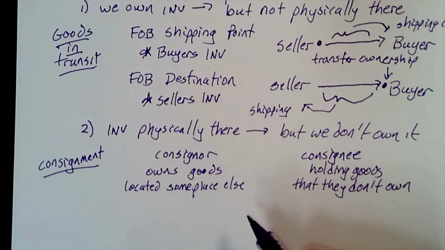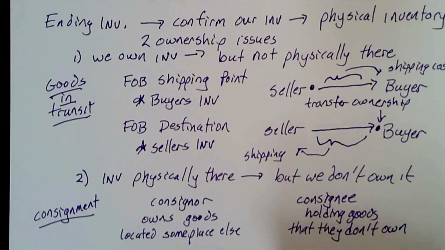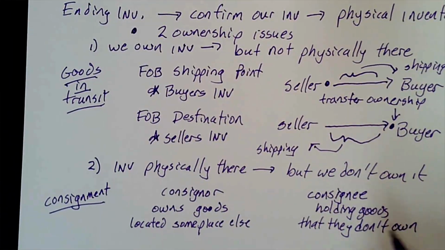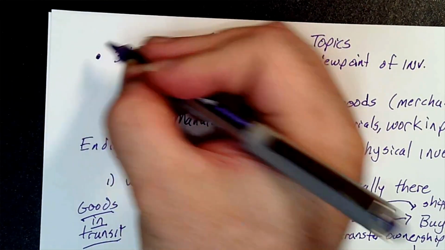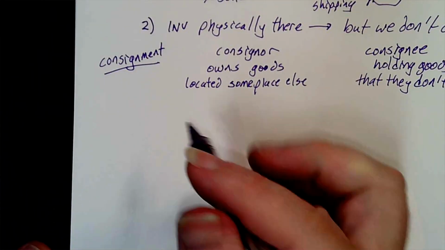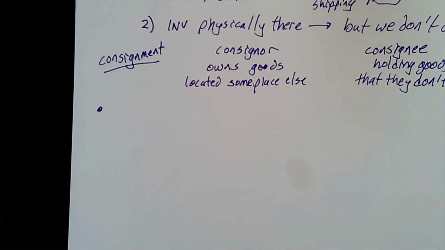Okay, so we got a couple of other things. So like here we have 2 ownership issues. That's one topic. The 3 types of companies, that was another topic. Let's talk about, we got like 2 more topics.